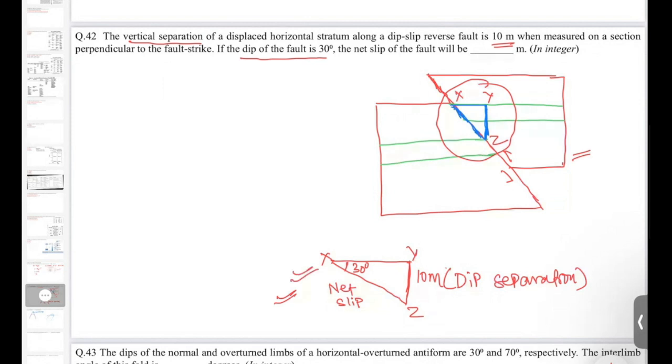Okay, so this angle YXZ is 30 degrees, and this line YZ is not exactly dip separation. I would like to write here as vertical separation. Okay, just a second, kindly hold on.